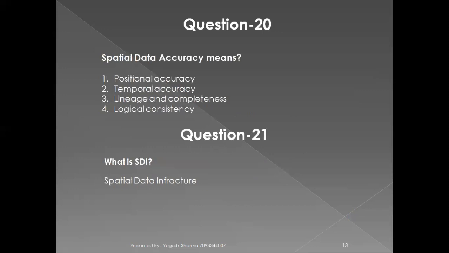What is the meaning of spatial data accuracy? These are the 4 points we can say that spatial data accuracy means: positional accuracy, temporal accuracy, lineage, completeness, and logical consistency.